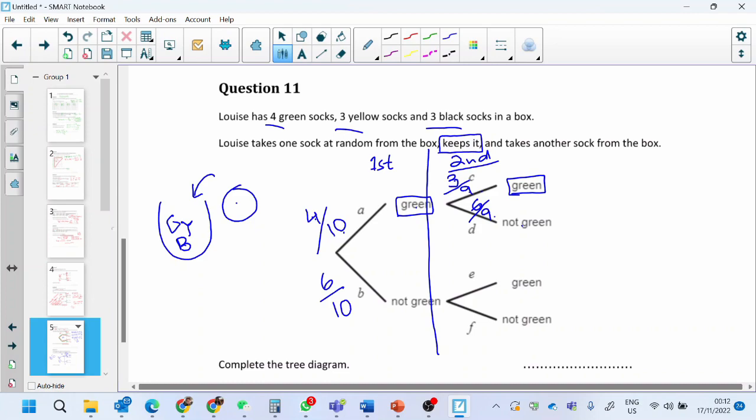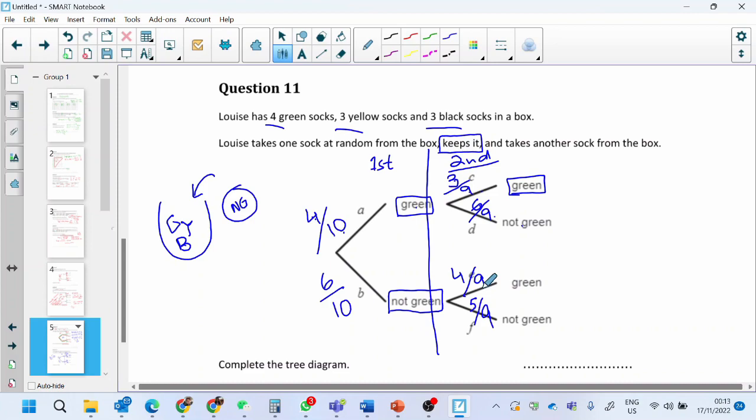So now we come to the second option, in which in the first attempt he had not green. So the probability of not green should now be reduced, because one is left outside, so it should be 5 out of 9. The total is now 9, because the one sock which he took out was not green this time. So the probability of not green has reduced to 5 out of 9, and probability of green remains the same. They were previously 4, so they are still 4, but the total number has reduced to 9.